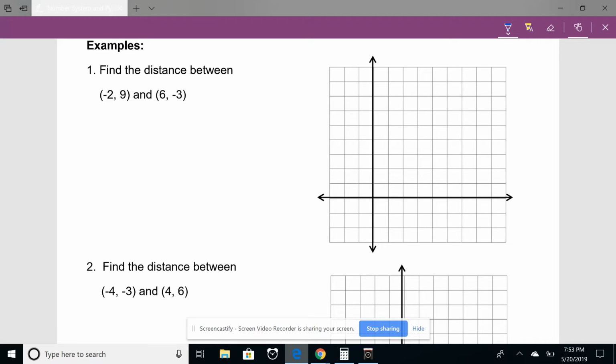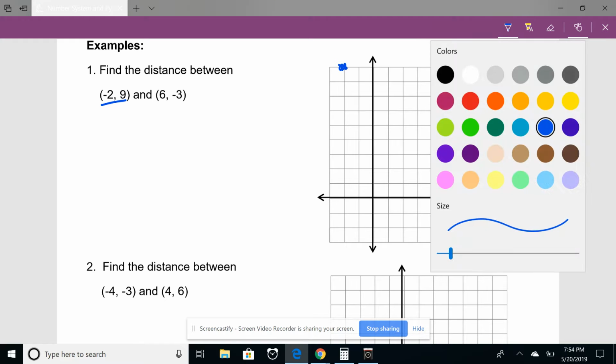In today's video, we're going to be using Pythagorean's theorem to calculate the distance between 2 points on a coordinate plane. In the first example, we're going to graph negative 2, 9, which is left 2 from the middle, up 9. So that's my point, negative 2, 9.